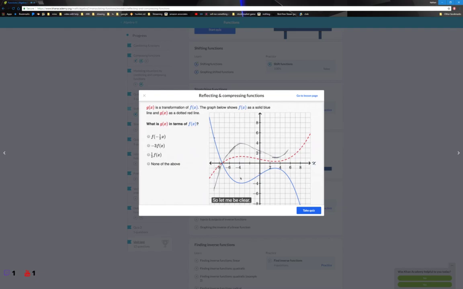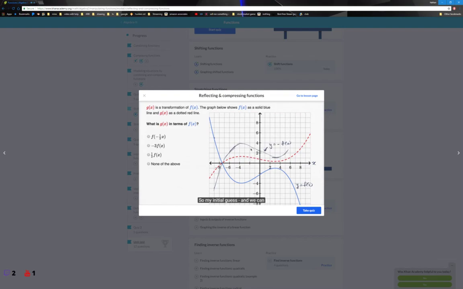So let me be clear. If this is y is equal to f of x, then this line right over here that I just drew, that would be y is equal to negative f of x, because whatever f of x would give, you just take the negative of it. You're flipping over the x-axis. And now g of x looks like a diminished version of that. And if I were to just eyeball it, it looks like it's roughly 1/3 of this.